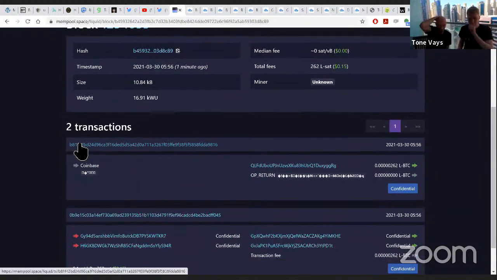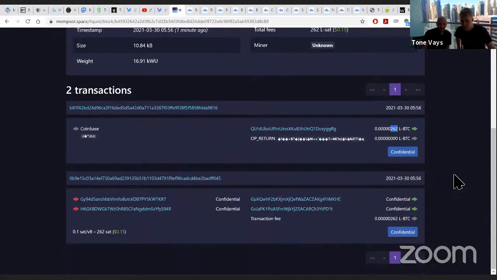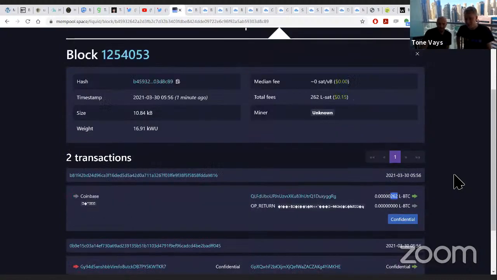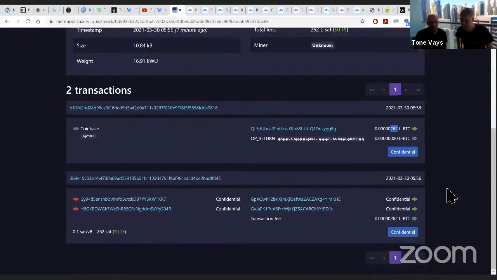Because you can't mint Liquid. No, but you can only get the transaction fees from the transaction. Oh, so the Coinbase is the fee transaction. Yeah. So that's a big fee. 200 sats. Yeah, LBTC. So someone made a transaction, and as you can see here, the transactions are also confidential on Liquid, so you can't even see the amounts here.